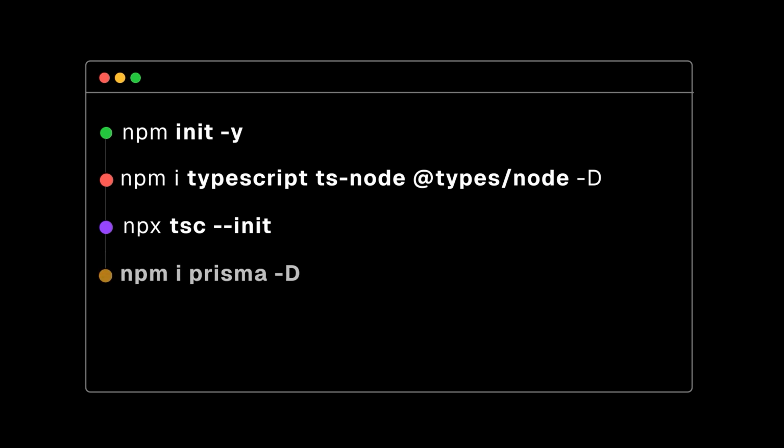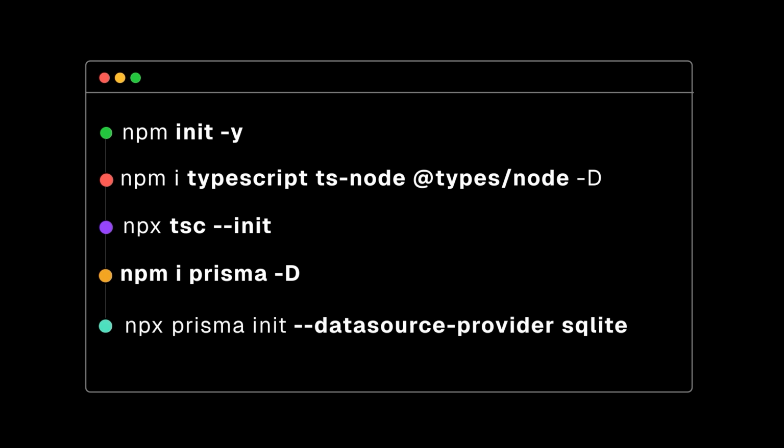Then we have to install Prisma by using npm i prisma, and we are going to install it as a dev dependency, so I'm just going to write -D, and it's going to install it as a dev dependency. Next up, we have to tell Prisma that we want to use a specific kind of database. In this case, I'm going to specify SQLite, but you are more than welcome to choose PostgreSQL or MongoDB. That's totally up to you.